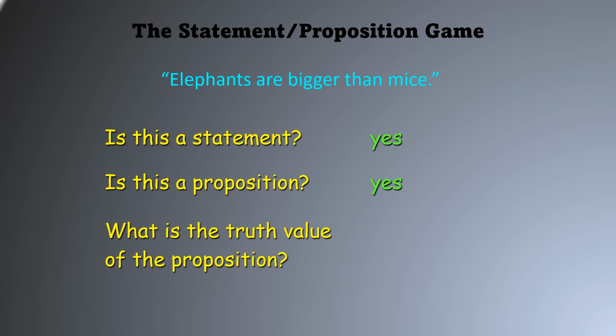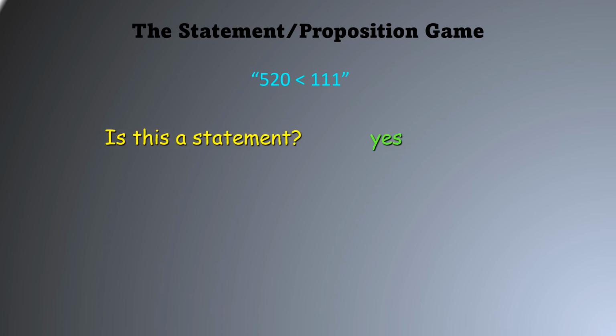What is the truth value of the proposition? Again, the truth value depends on whether the statement or the proposition is true or false. If that is a true statement, then the truth value is true. So that's how we deal with this statement and proposition game. For the next example: 520 less than 111. Is this a statement? Yes, it is a statement. Is this a proposition? Yes, it is a proposition.